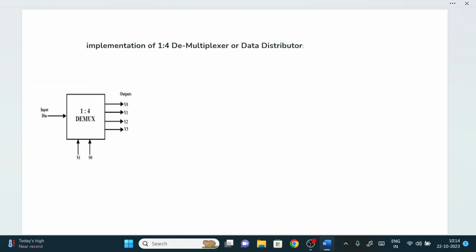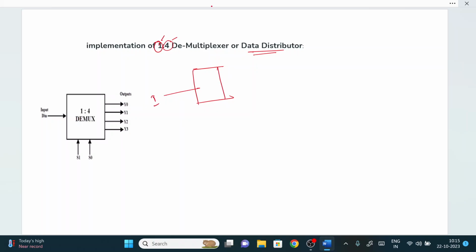Hello guys, welcome back. In today's class we will see how to design the 1:4 demultiplexing operation. What is the meaning of 1:4? 1 means a single input which we are going to convert into 4 outputs, which means we are going to perform the data distribution operation. The output of the multiplexer is nothing but the input of the demultiplexer.